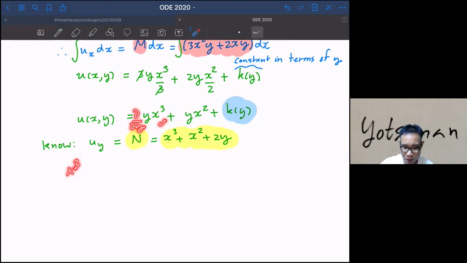And you find the derivative with respect to y, so you're going to get just x^2. And for the final term, you need to differentiate k(y) with respect to y. That would get k'(y). So that is going to be u_y. Okay, so you see u_y, you have the derivative of u with respect to y. So you get x^3 plus x^2 plus k'(y).